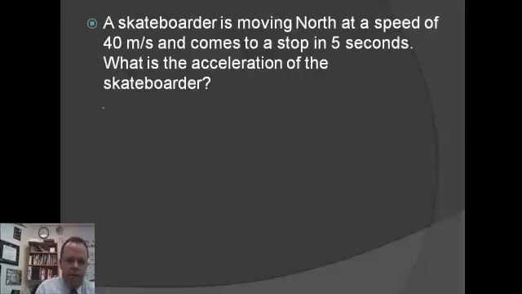Okay, the data given: the initial velocity, 40 meters per second. Now, here's where you don't see a number, but you have a piece of data. Stop. We know stop is a final velocity of 0. So sometimes you'll see a word in a problem that is actually telling you a piece of data. Stop, at rest are two very common examples of that, meaning 0 velocity. The time is 5 seconds. We're looking for the acceleration.